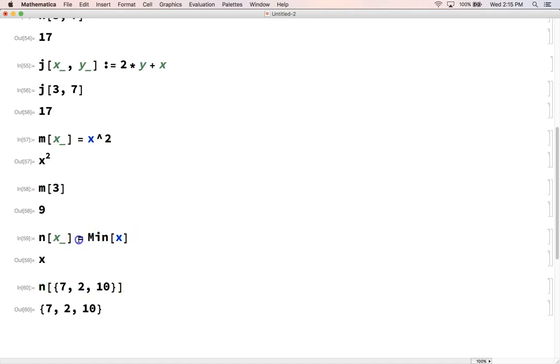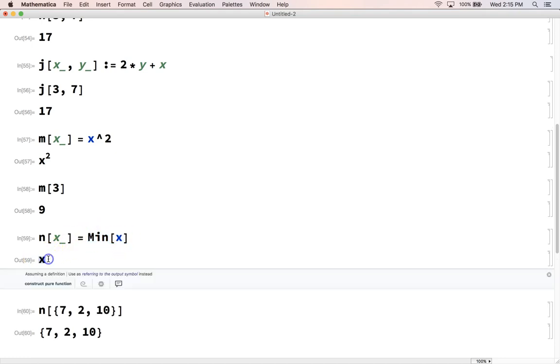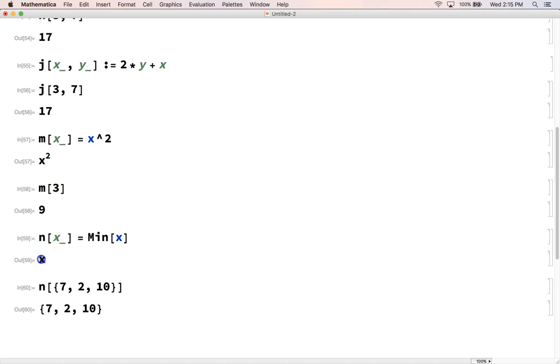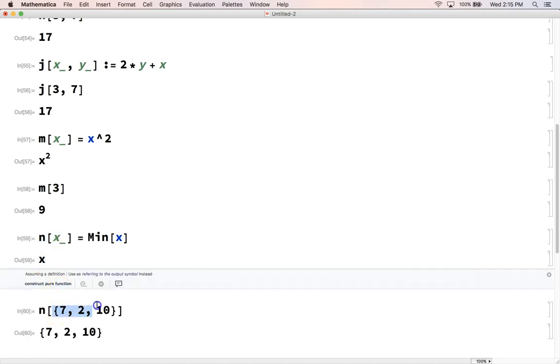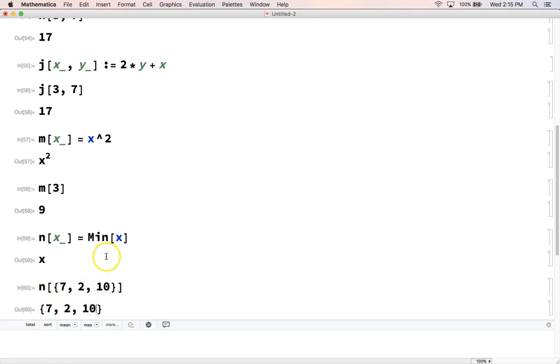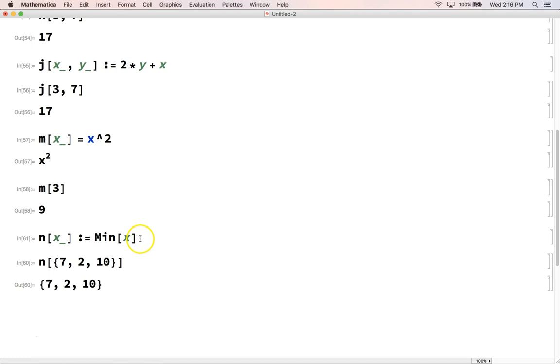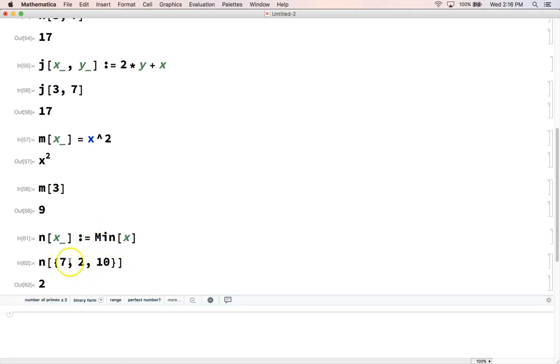Well, up here when I did my immediate assignment with the equals, that immediately evaluated the minimum of the symbol x. The minimum just fell away and I was left with only x. So it's the exact same as if I had said n of x underscore equals x. So here it was like n of this list equals this list. So let me try it again, this time with a colon. Now what that's saying is, don't try evaluating the right-hand side until I evaluate n again. So here I'm evaluating n again with my input as this little length 3 list, 7, 2, 10. And then when I evaluate it, it plugs in 7, 2, 10 for the x, takes the minimum, and that's why this output is 2.